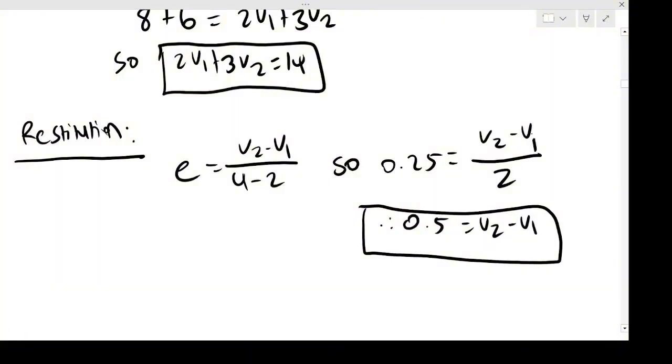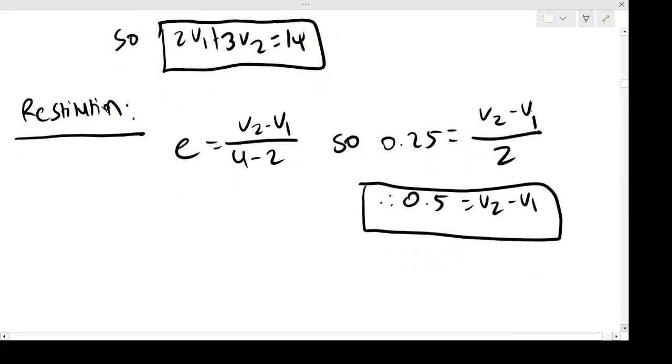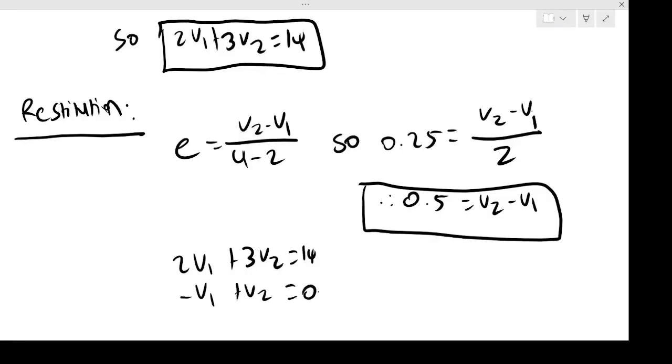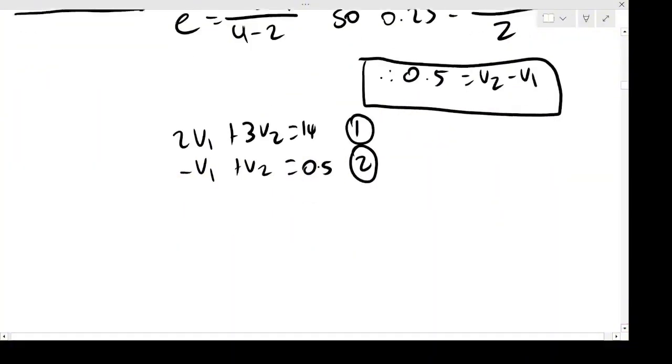And so actually, hopefully you can spot now we've got simultaneous equations. If I rewrite these equations here, I have 2v1 and 3v2 is equal to 14, and minus v1 and v2 equals 0.5. I get these two equations, right? So I just now need to solve them as simultaneous equations, which you should know from GCSE.